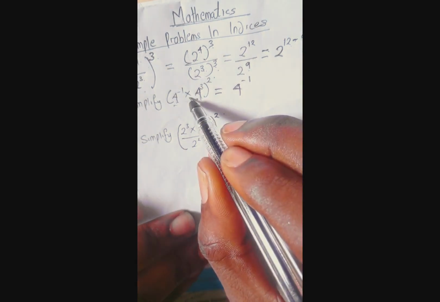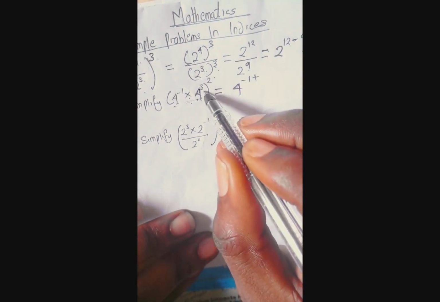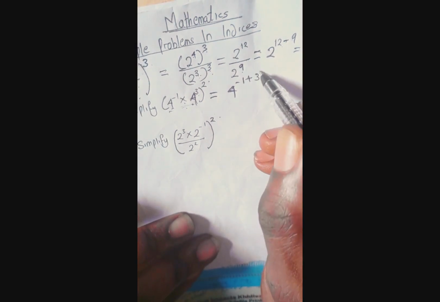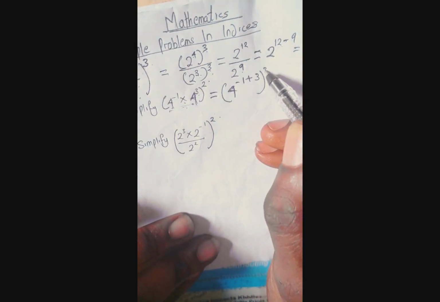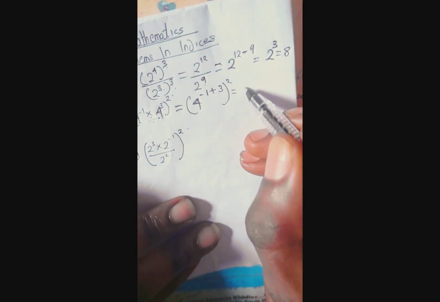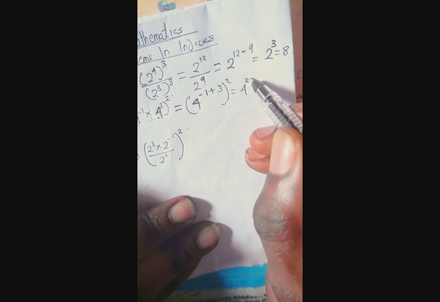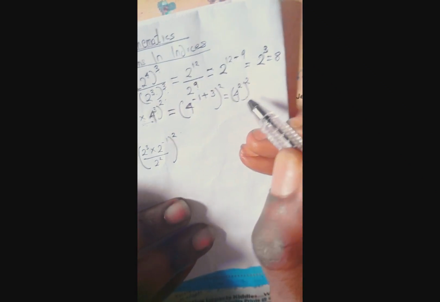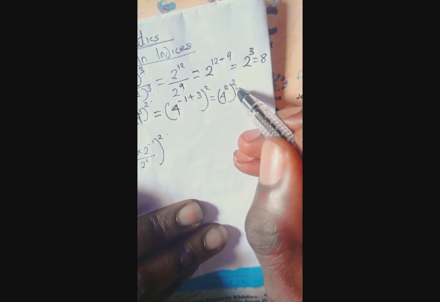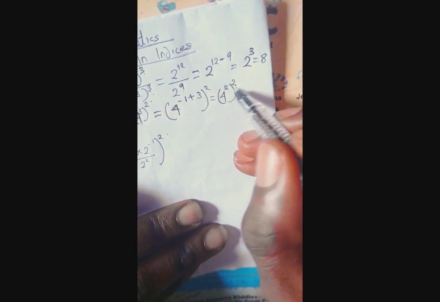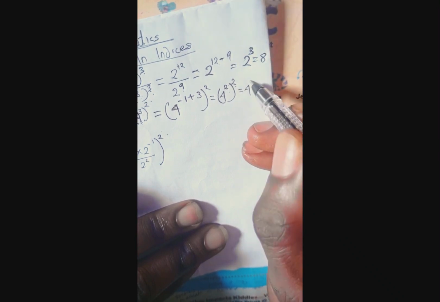The multiplication turns to addition. Our power here is 3. Then everything raised to the power of what? 2. So this is going to give us 4. -1 plus 2, that's 2. Everything raised to power 2. And don't forget, when you have power of a power law, you multiply the index or the power together. So that will be 4 raised to power 4. So we can solve for that.